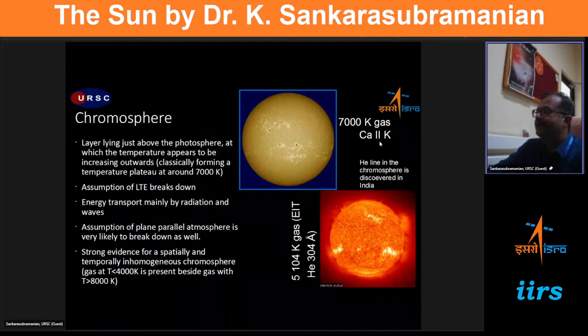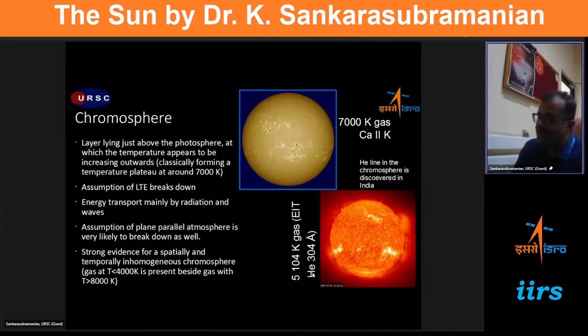And as you go higher in temperature, say, for example, 5 times 10 to the power 4 degrees Kelvin gas, which is a helium ionized gas, you start to see the active regions which are brighter compared to the cooler gas. So the sun shows different features as you look at the sun at different temperatures.